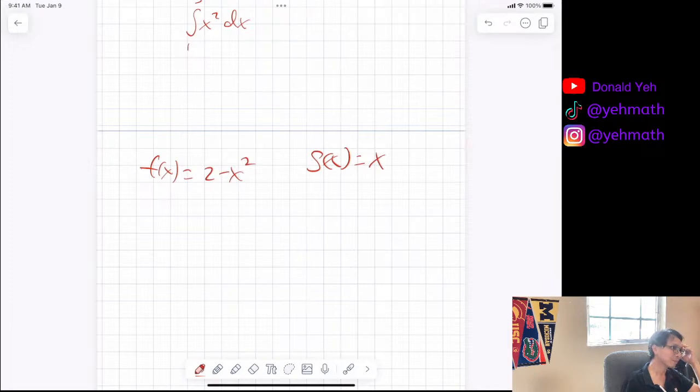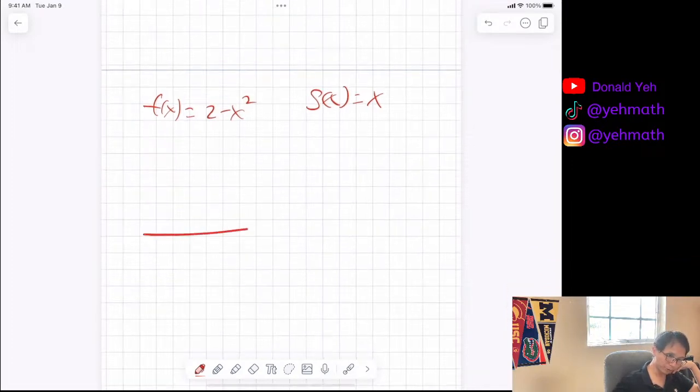Oh, you got 9 over? Number two is the answer. All right, you guys got this or no? First, for me, I would probably draw it just because I wanna see what it looks like. So that's gonna be 2 minus x squared. So it's gonna be like this.